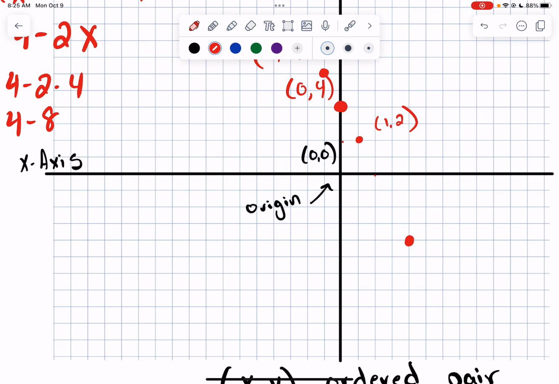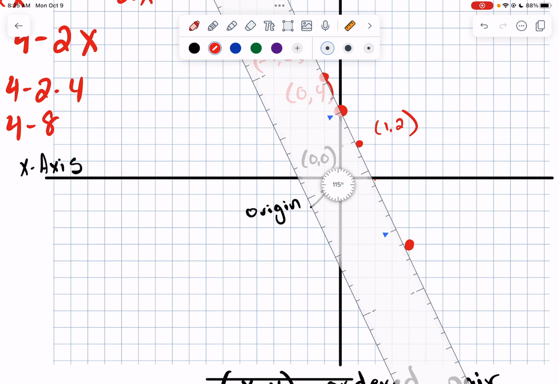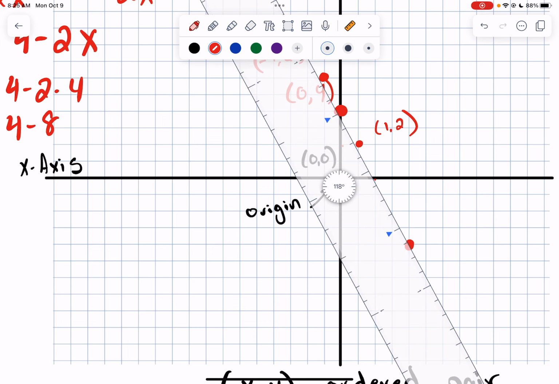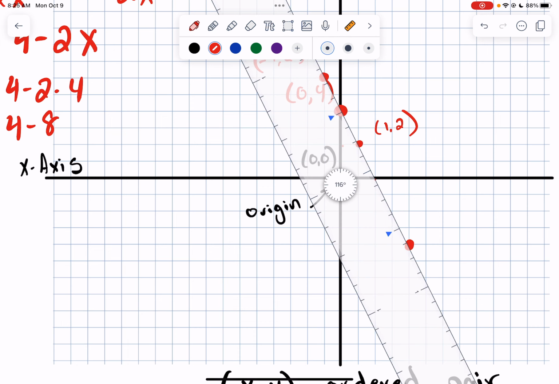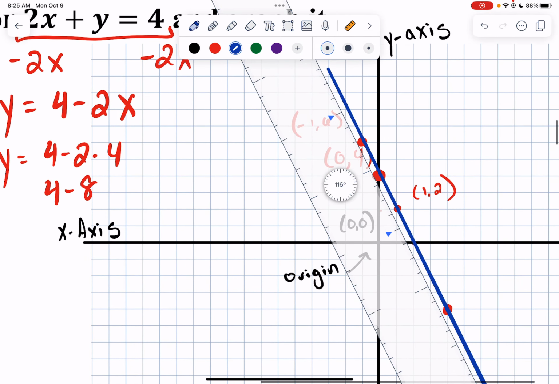And again, those look like they all line up. So now I grab my ruler, I plug it on there, connecting all those points, and I draw my line. Whoop. And when you draw a line, you have it go all the way through your axes.